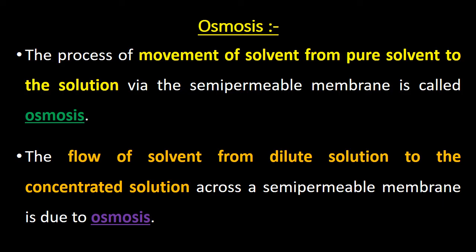Let us know what you mean by osmosis. Osmosis is the process of movement of solvent from pure solvent to the solution through the semi-permeable membrane. The flow of solvent from dilute solution to the concentrated solution across a semi-permeable membrane is due to a process known as osmosis.